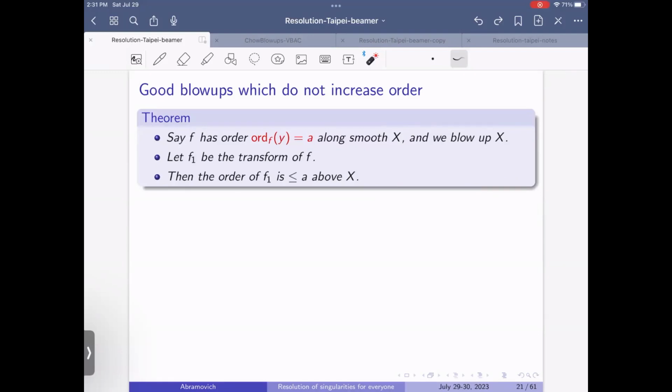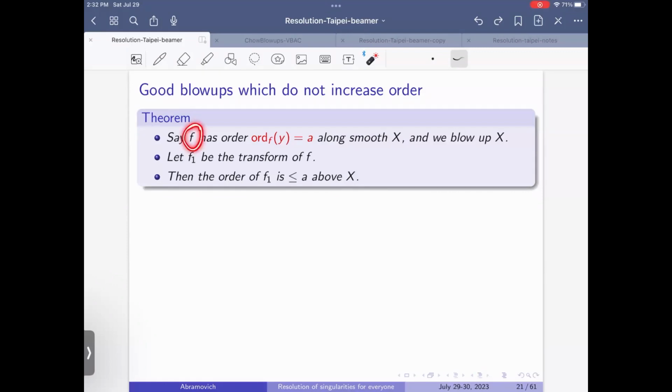Here is one example that I want to show you of why the Cox construction description of blowups can help you see what happens in the process of resolution of singularities. This is how you show that when you choose a good blow-up center, then the order of vanishing of an ideal will not increase.